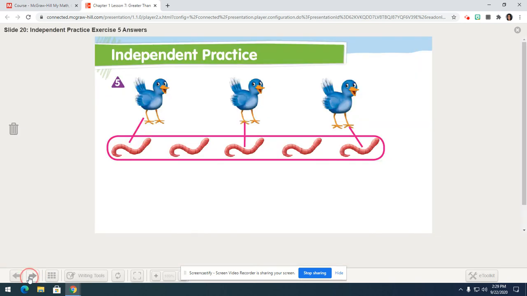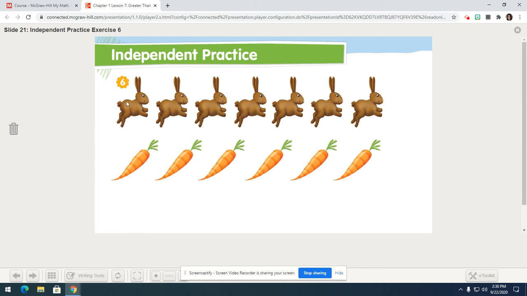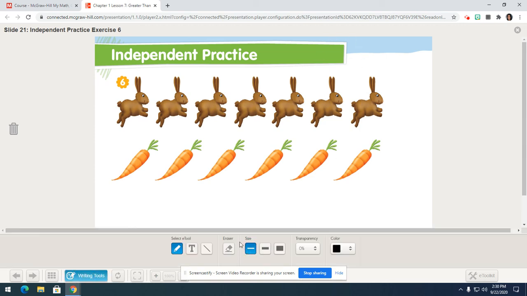Okay, I'll do one more with you. Help me count how many bunnies we have. 1, 2, 3, 4, 5, 6, 7. We have 7 bunnies. Help me count how many carrots we have. 1, 2, 3, 4, 5, 6. We have 6 carrots. Draw a line from the bunnies to the carrots and help me count.